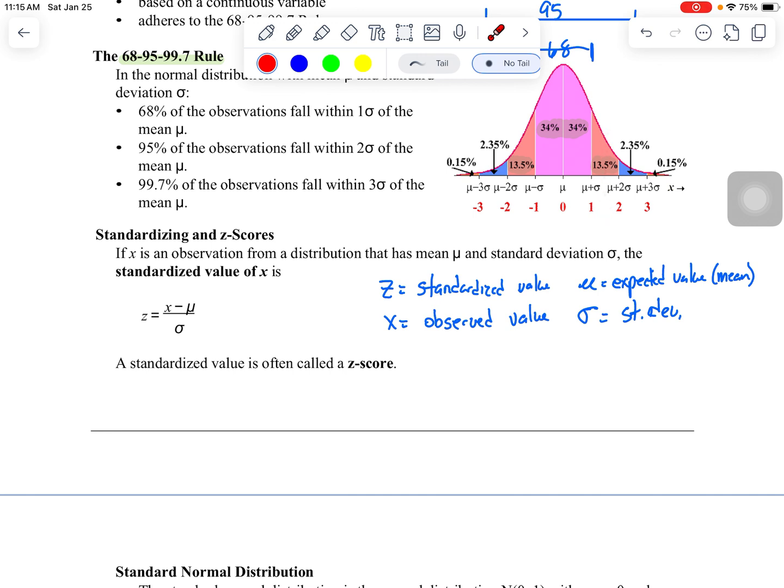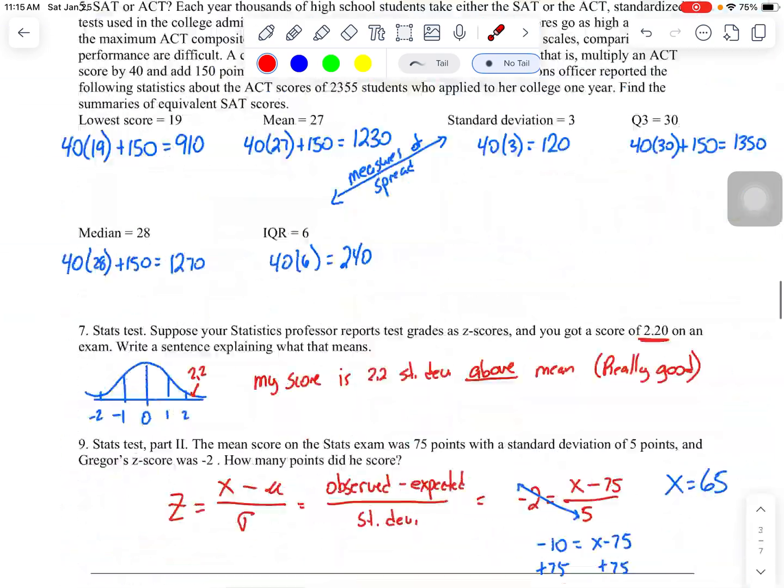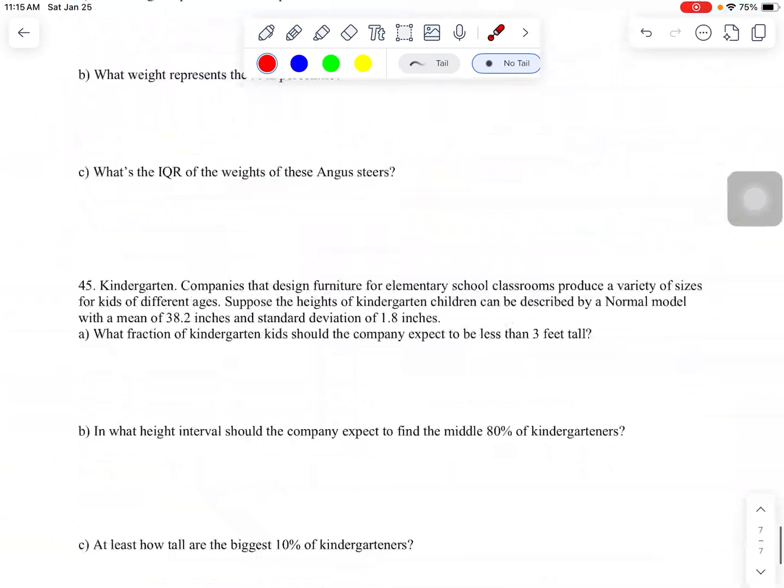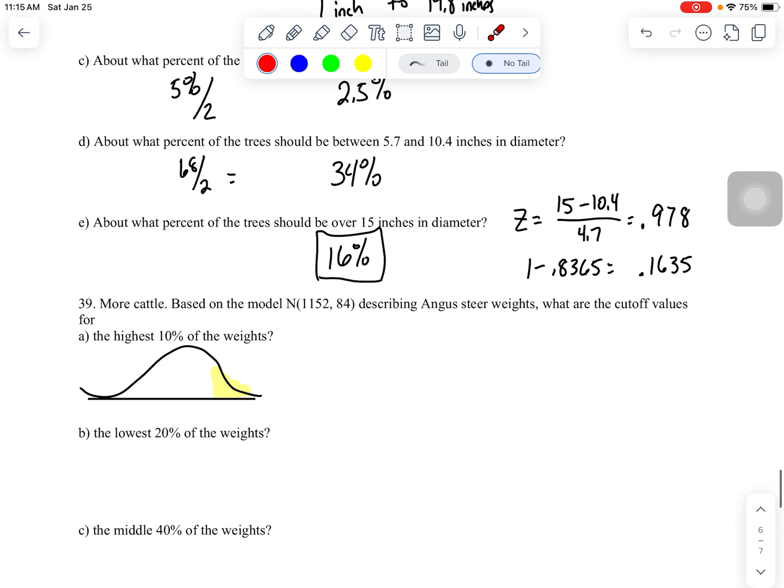It's not being nice and neat for me, it's going to require me to do some algebra here. So here's what we need to do. That standardized table that we were just looking at, okay, I need to know what is the z-score for 10%. That's what I'm trying to find. Okay, so I need a z-score for 10%.